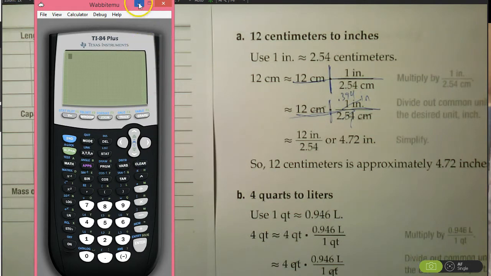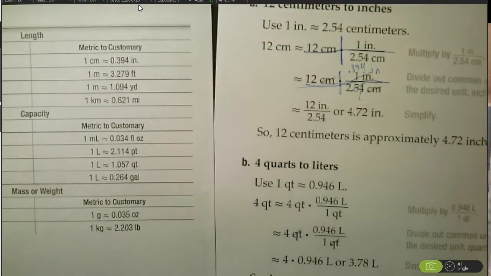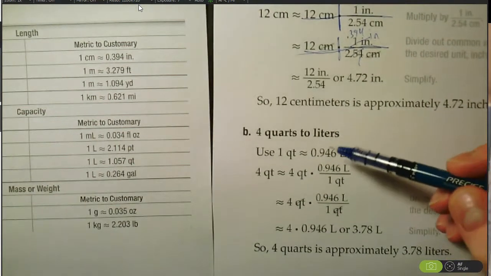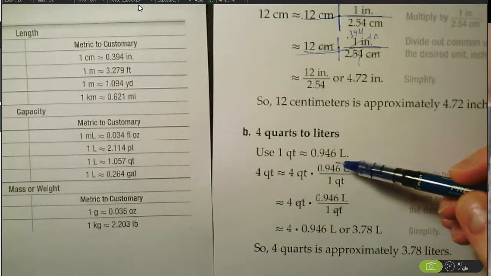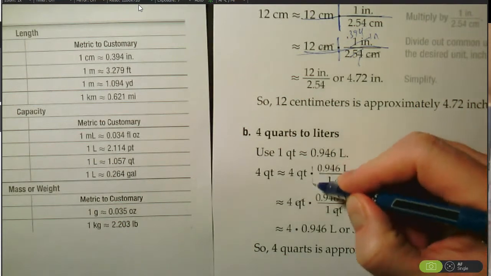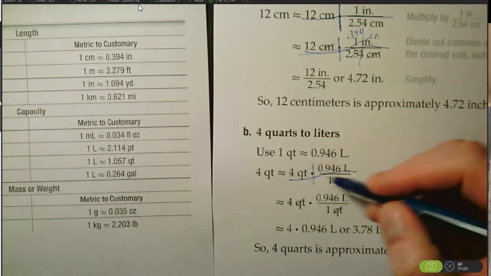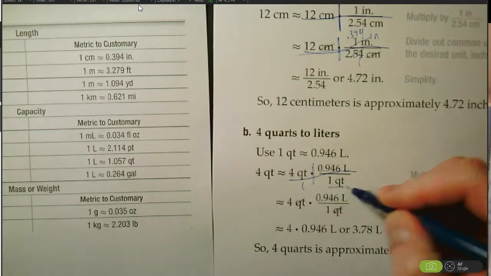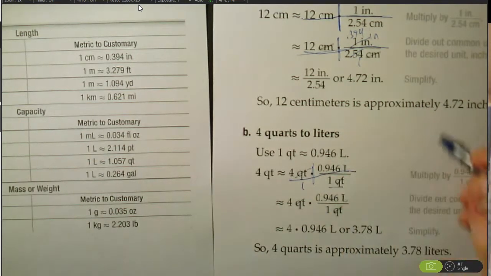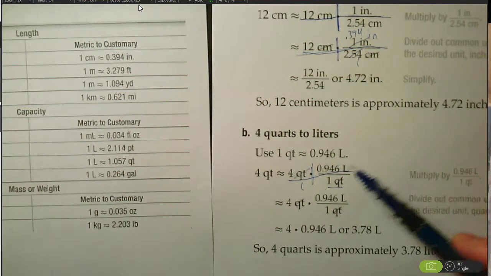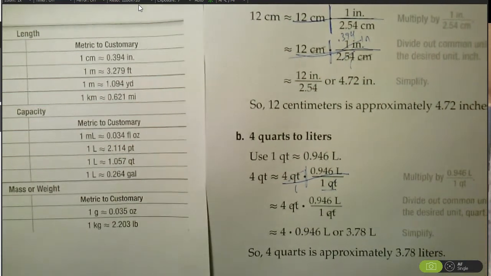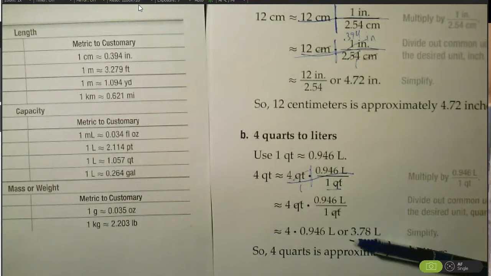So the next example the book uses is 4 quarts to liters. They use 1 quart is equal to 0.946 liters. So again, putting that in the chart form, 4 quarts over 1. Then I need to put 1 quart in the bottom so I can cancel off quarts and get 0.946 liters. And then they multiply through, and they end up getting 3.78 liters. So 4 quarts is approximately 3.78 liters.